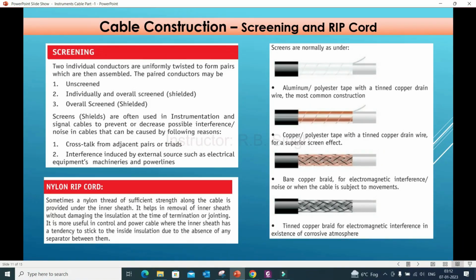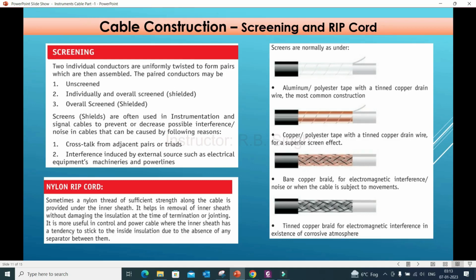So we have heard about the screening or shielding information. Sometimes we hear about individual shielding or overall shielding. In some cases we use the individual shielding, in some cases the overall shielding, in some cases both individual and overall shielding, and in some cases we use no shield. So here are the different types of screening or shielding philosophies available.